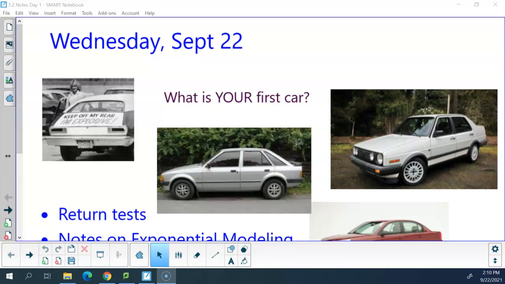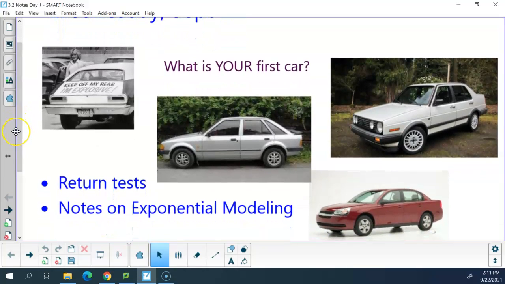So, just so you are aware, anybody want to shout out what their first car was? My dad, Prius. Yeah.